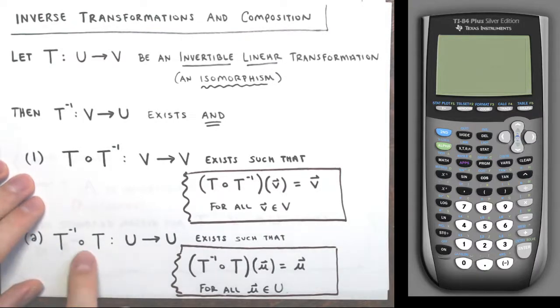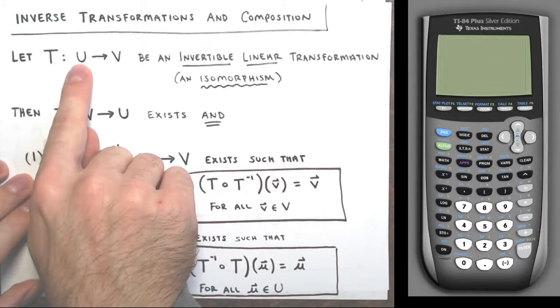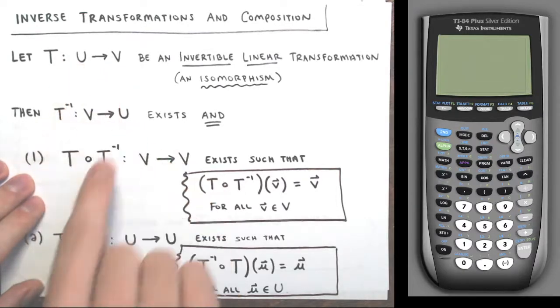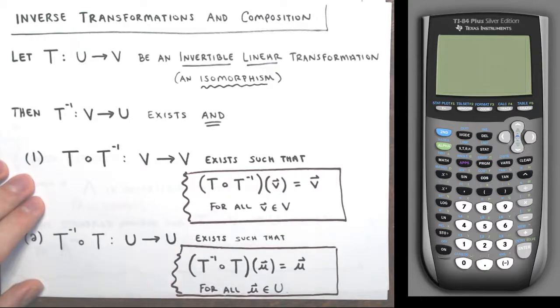The other way around, if I do T inverse composed with T, I'm applying T first, then T inverse, so that would take a vector from vector space U to U again. This would just be the identity transformation over vector space U. So it would take every vector in U and map it to itself. So T inverse composed with T of u would just be u. u would map to u. Every vector in U would map to itself under this composition.